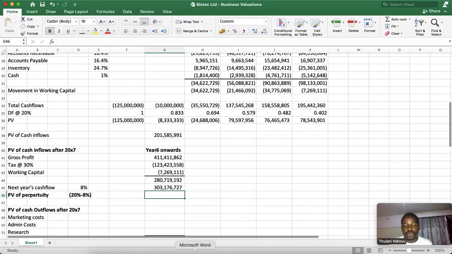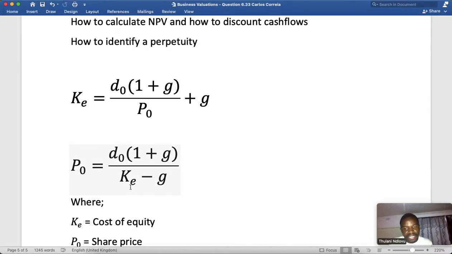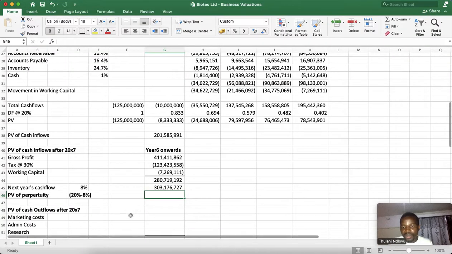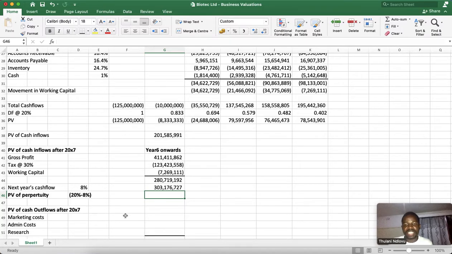Then now we have to divide by cost of equity minus growth. So now the cost of equity is 20, the growth is 8. So this figure will be divided by 12%, which is 0.12. We get our present value of cash inflows as that figure.